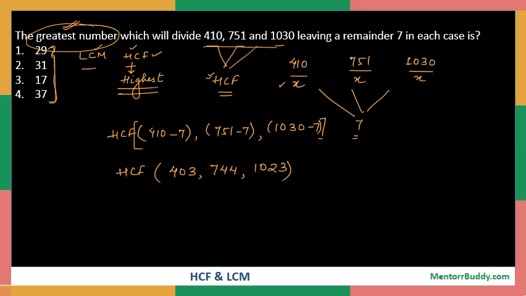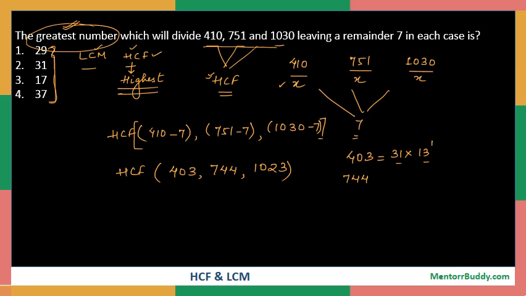So for the HCF, we need to find out the factors of these values. So 403 should be factorized. Similarly, we'll be factorizing 744, and similarly, we'll be doing the factorization of 1023. So let us see how we do this. When I do the factorization of 403, I will be getting 31 as one of the factors, and the other factor of 403 is 13 to the power 1, because both of these are prime numbers, so they cannot be factorized further.